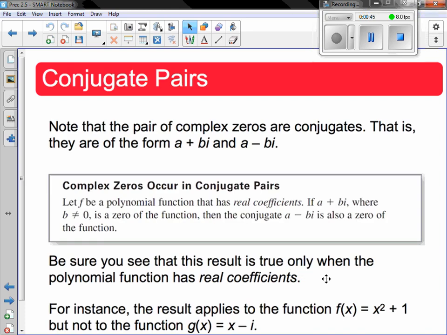Complex zeros occur in conjugate pairs. Let there be a polynomial function with real coefficients, where if a plus bi, where b is not 0, is a zero of the function, then the conjugate a minus bi is also a zero. We can't have one complex without its pair. It's got to come in pairs, because when the pairs multiply together, the i terms will cancel out. They have to come together.